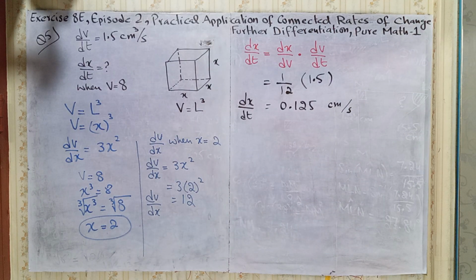Let me check if the answer is right. We have done the exercise 8D, question number 5 in the book. The answer is 0.125 centimeter per second. So our answers are right, sir. You can see the question that is in front of you. The dV by dt was given, and when V was 8, the question was what is dx by dt. So very simple and straightforward question. I hope you understand this.